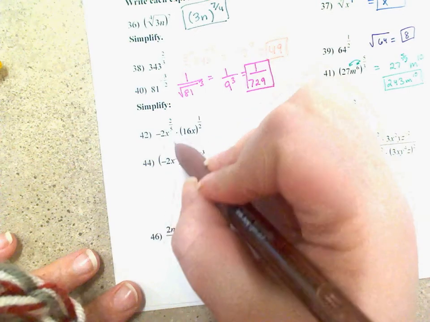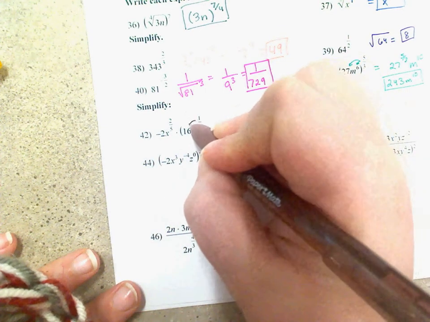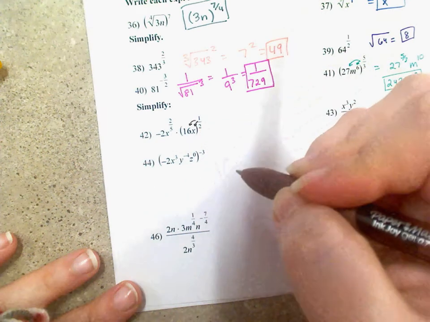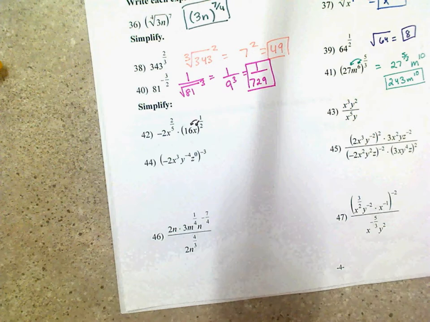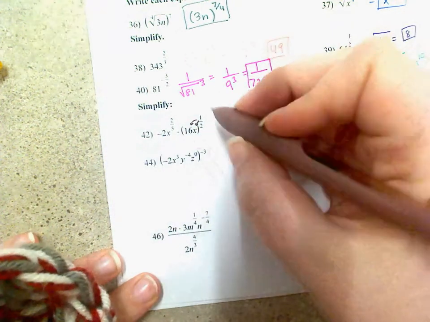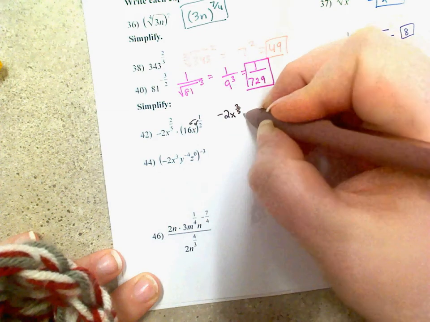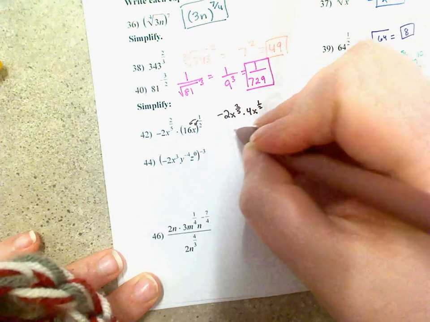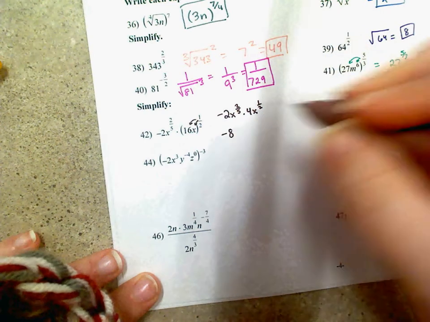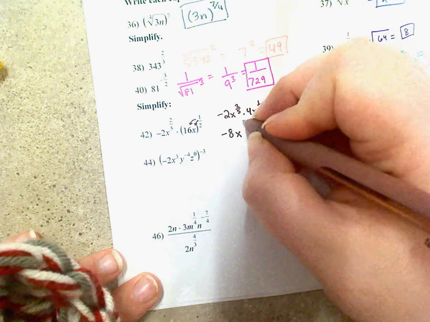I've got 16x to the 1/2 power, which really just means 16 to the 1/2 times x to the 1/2. And the 16 to the 1/2 means the square root of 16, which is 4. So I've got negative 2x to the 2/5 times 4x to the 1/2. So negative 2 times 4 is negative 8. And when you multiply two variables, you've got to add their powers. So I've got 2 over 5 plus 1 over 2.